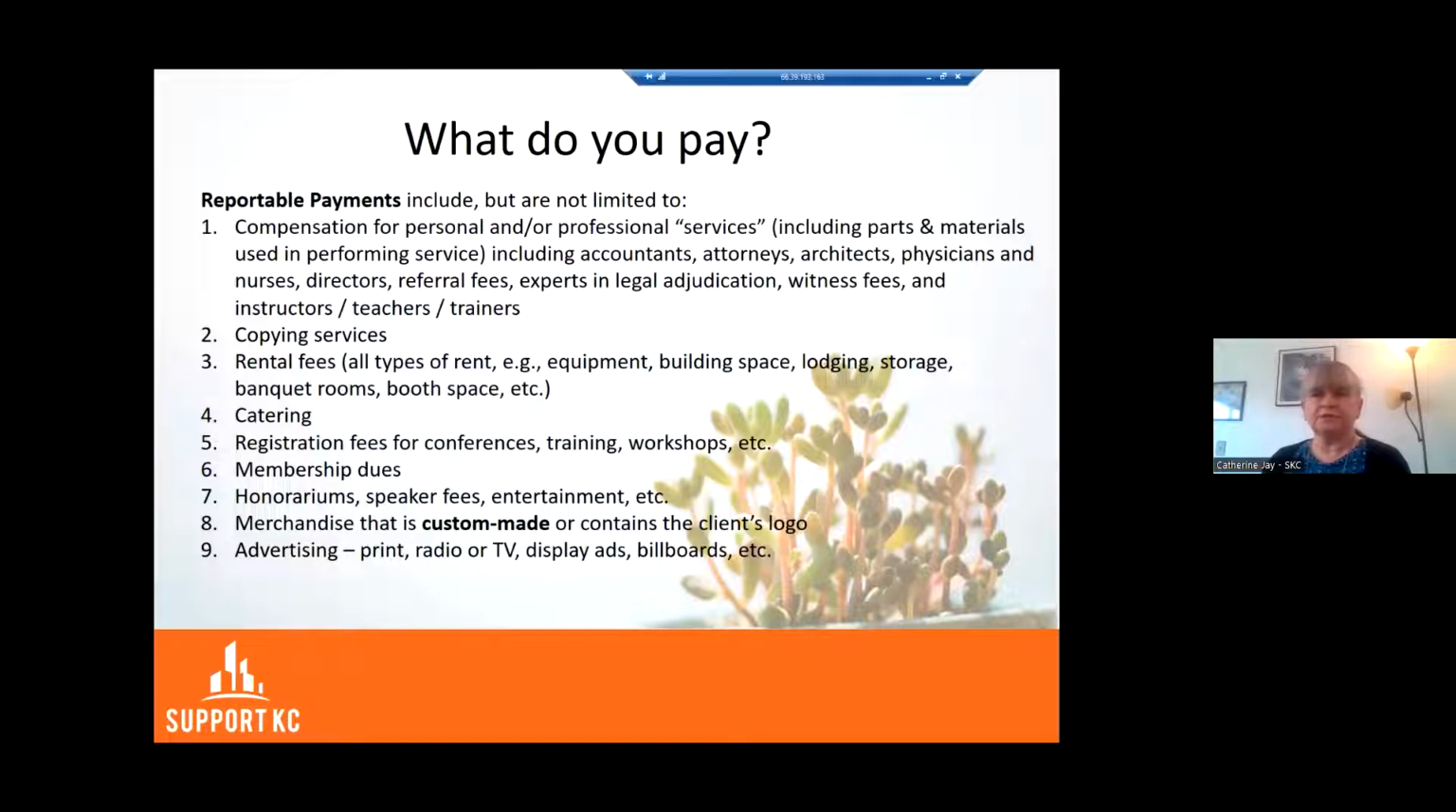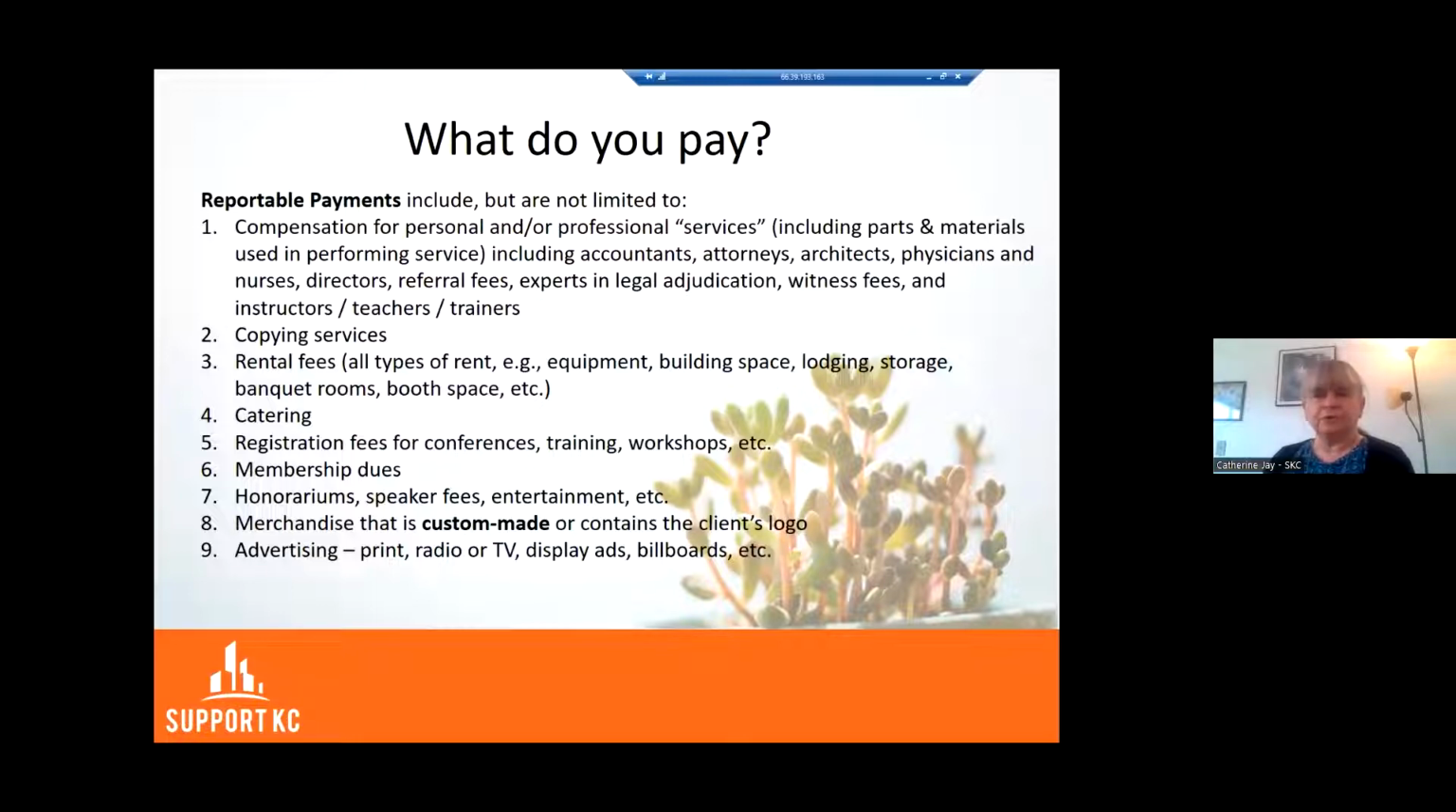Copying services are reportable. Rental fees, if you're renting space or equipment, all kinds of rental fees are included on the 1099. Catering, if a caterer comes, they set up and they serve food, that's considered a service and the amount is reportable. Registration fees for conferences and training, those fees cover the presenters that are going to be presenting the information at those conferences, and that amount is reportable.